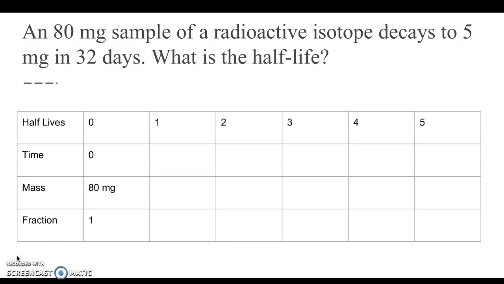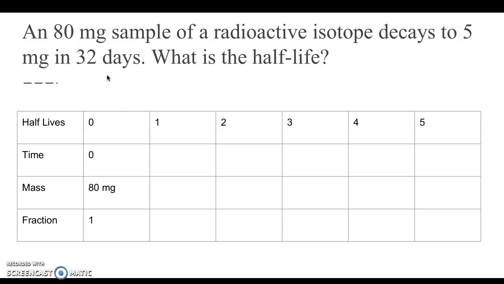Alright, so here we go. For half-lives, I've just gone 0 through 5. I'm not sure if it's actually going to take 5 whole half-lives, but that's something to start with. You always start at 0 half-lives, you always start at time 0, and you're always going to start with the whole amount, or 1, with 100% of your material. We're starting with an 80 milligram sample of the radioisotope, so I filled in 80 milligrams to start with. And we know it's going to decay until it reaches 5 milligrams, and it takes 32 days to do so.